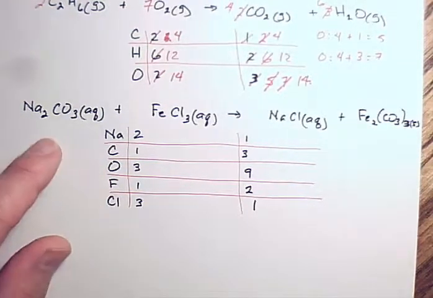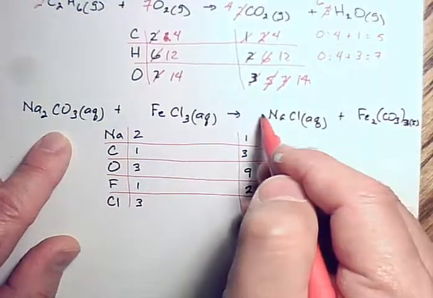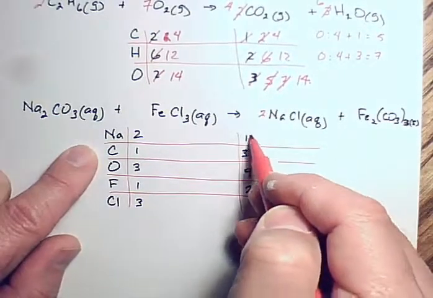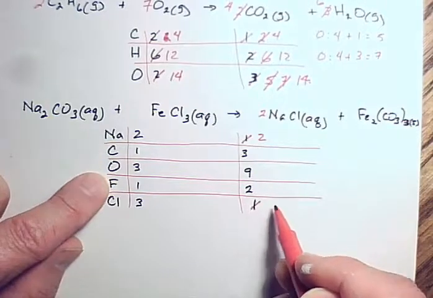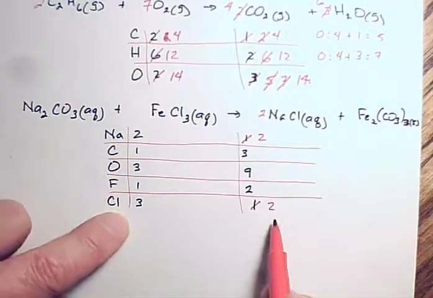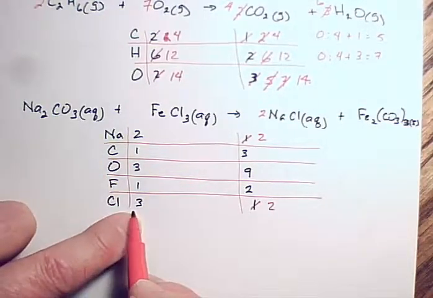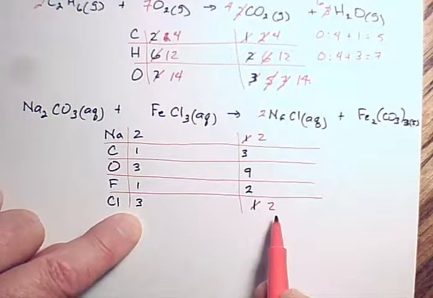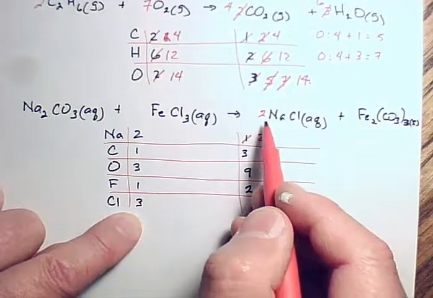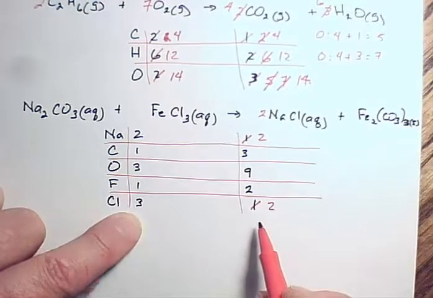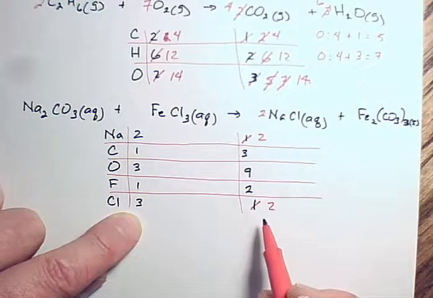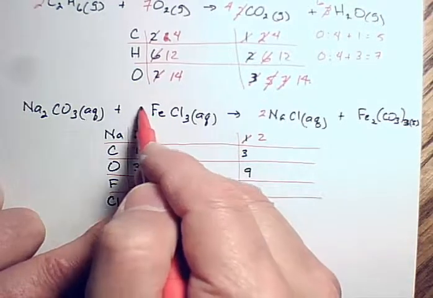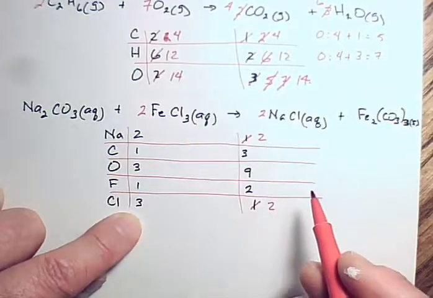Okay. So we're going to put a coefficient 2 in front of this. It's going to change the number of sodiums to 2. The number of chlorines is going to change to 2. Well, guess what? 2 is not going to work out because I got 3 on this side. So how do I fix that? Well, I need to change this to something else. What am I going to change it to? How about I put a 2 here and change that to what?